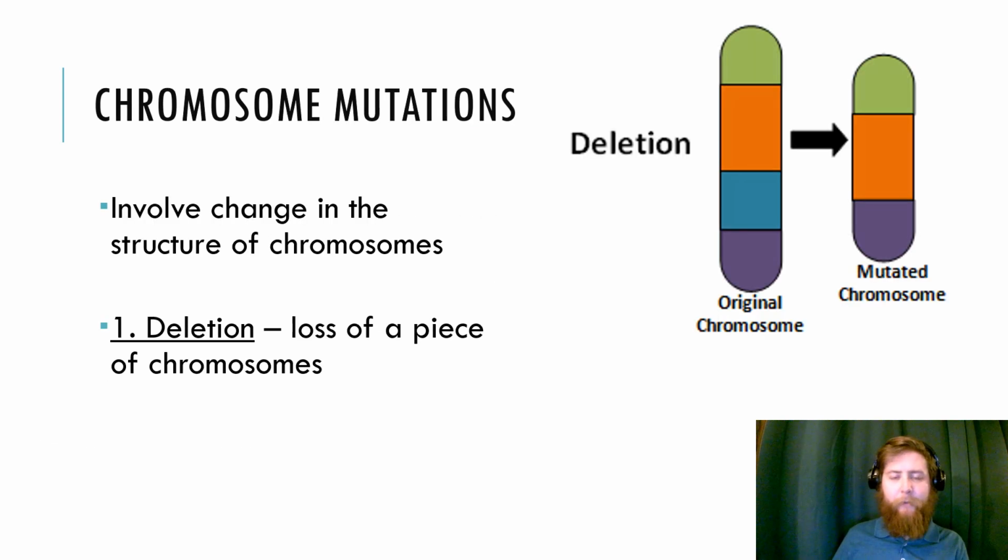There are different types of mutations. The first are chromosome mutations, and these involve change in the structure of actual chromosomes. In the first one here, we have deletions, which is the loss of a piece of chromosome. So in this mutation here, this original chromosome loses this blue piece to become mutated. And that's a whole lot of genetic information that was just lost.